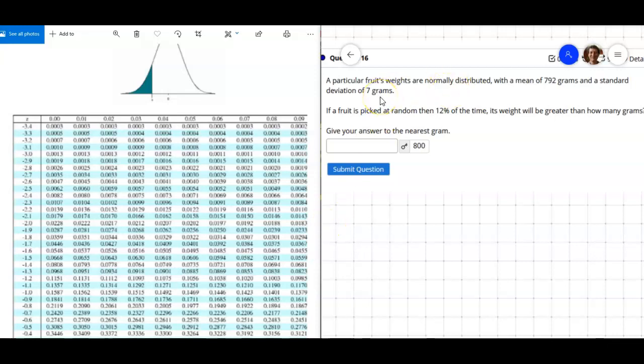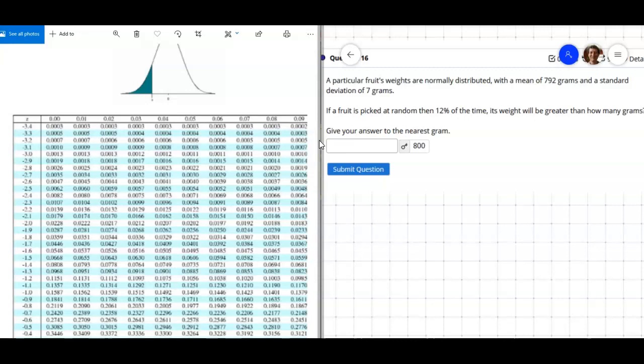Question 16, normal distribution. Particular fruits' weights are normally distributed with a mean of 792 grams and a standard deviation of 7 grams. If a fruit is picked at random, then 12% of the time its weight will be greater than how many grams? Give your answer to the nearest gram. The answer is supposedly 800.